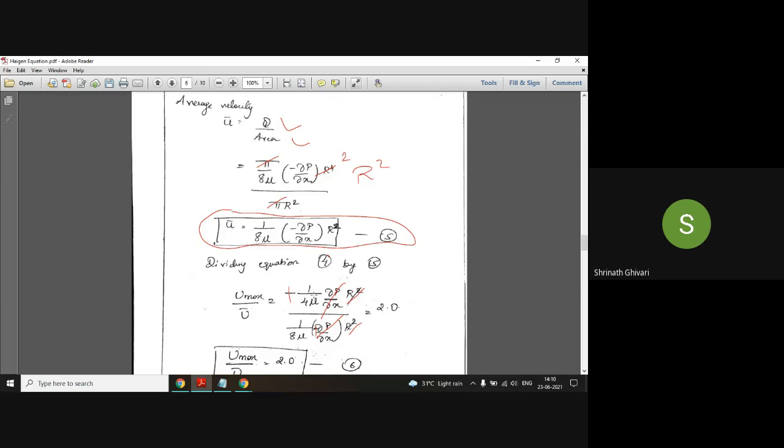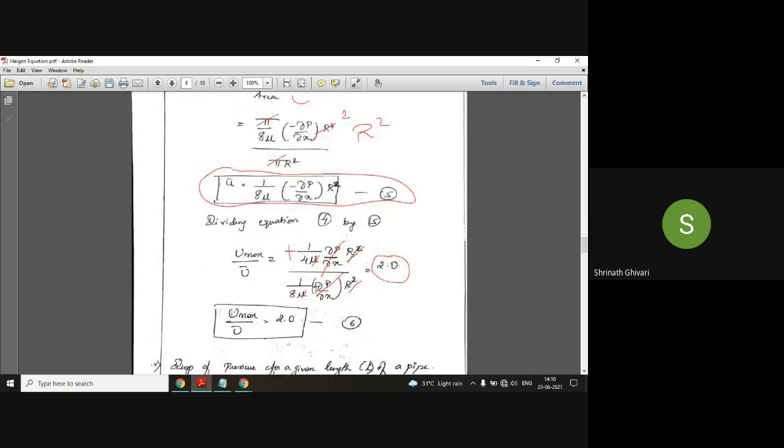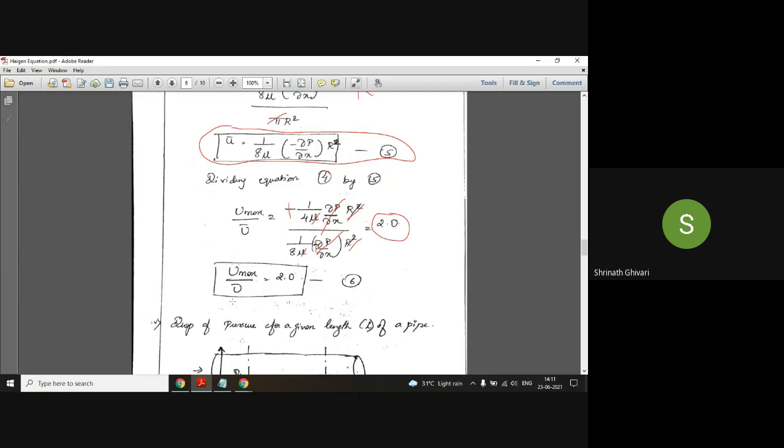Then it will be 1 by 4, mu divided by mu, and mu will get cancelled. So it will be equal to 2. So finally we are getting an equation that u max by u bar is 2. So the ratio of maximum velocity to average velocity is equal to 2. So this is our equation 6.